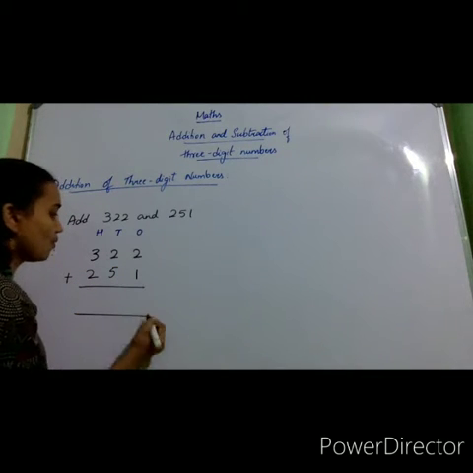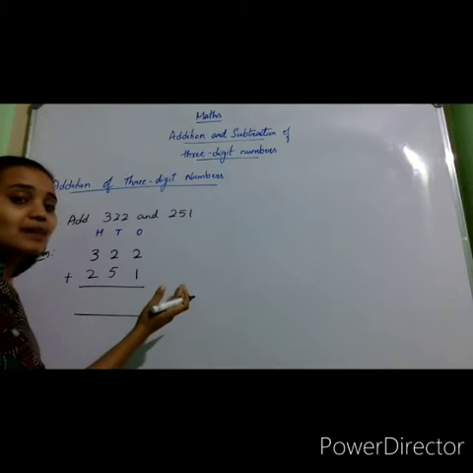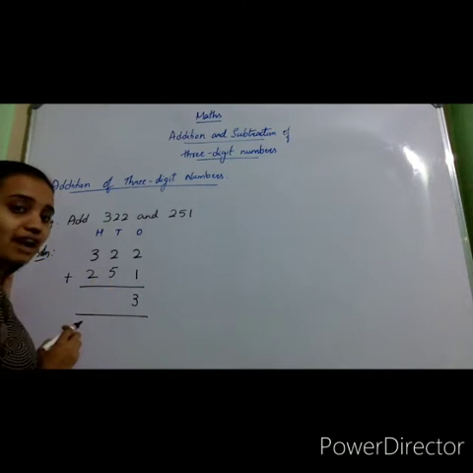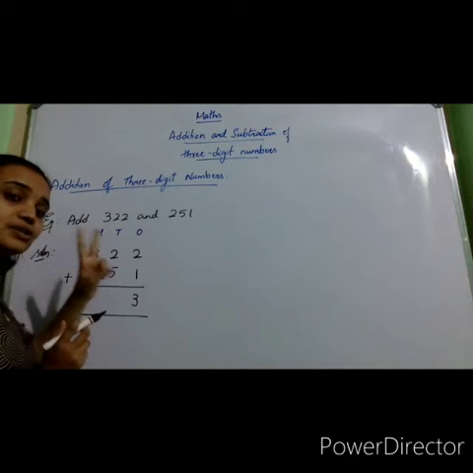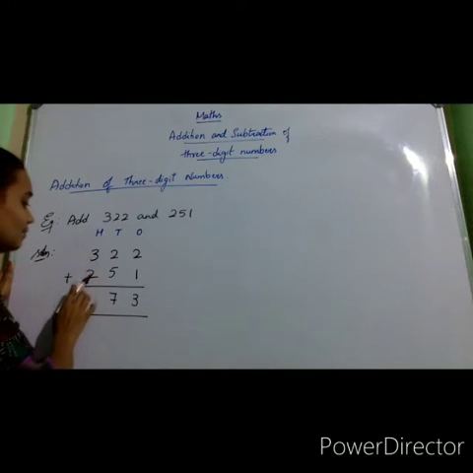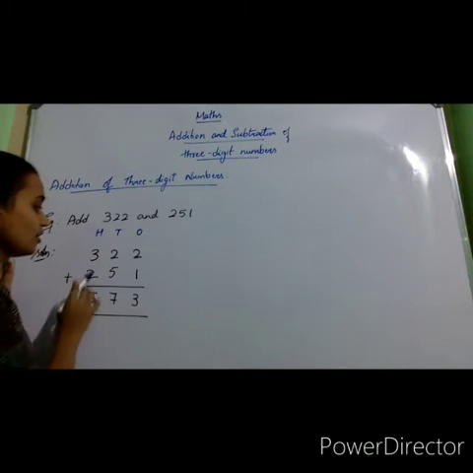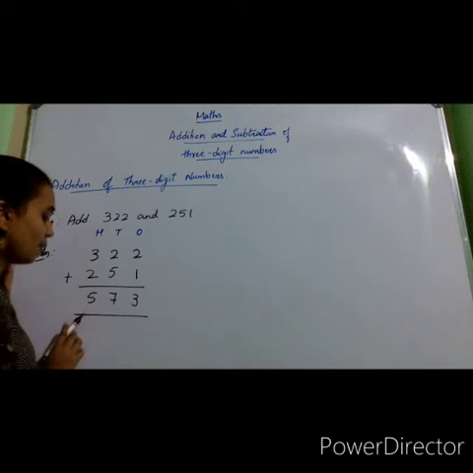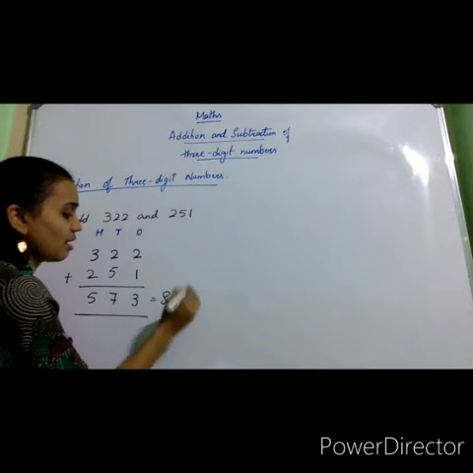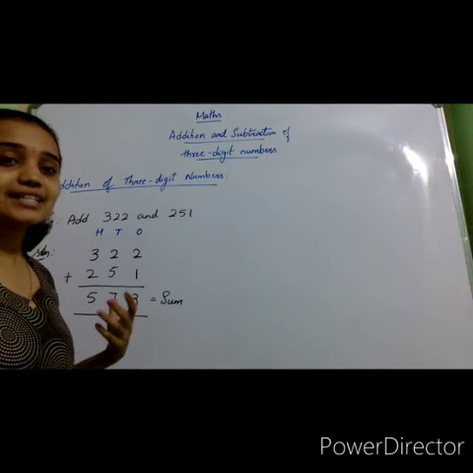Now we are going to add the numbers. We have to add from the ones place. 2 plus 1 is 3. 2 plus 5, how much is 2 plus 5? 5 in the mind, 2 in the finger, 6, 7. So we write 7 in the tens place. Next, 3 plus 2: 3 in the mind, 2 in the finger, we get 5. So when we add 322 and 251, we get 573 as the answer, and this answer is called the sum. When we add two numbers, whatever answer we get is called the sum.